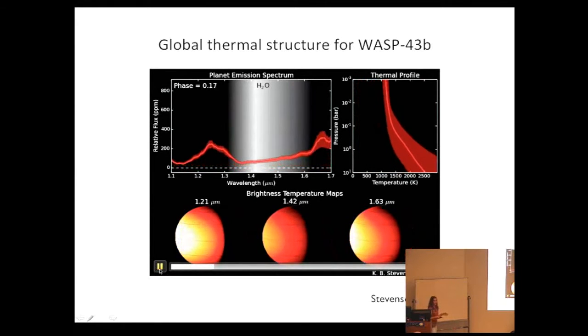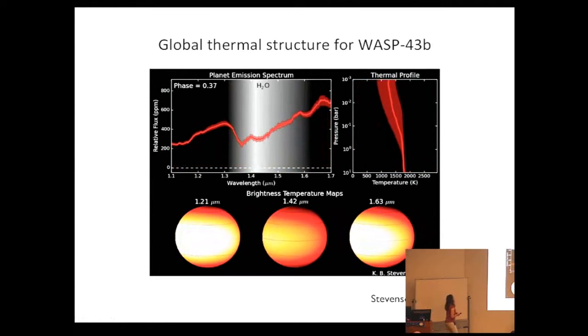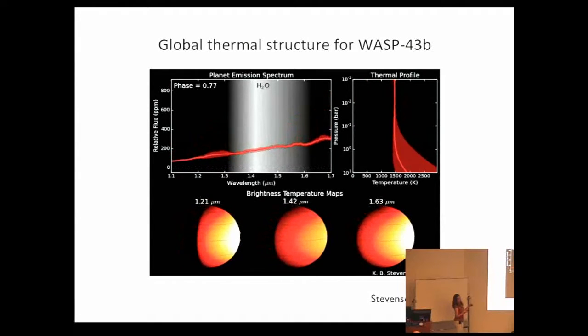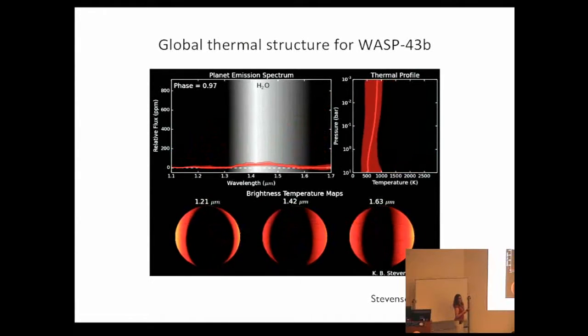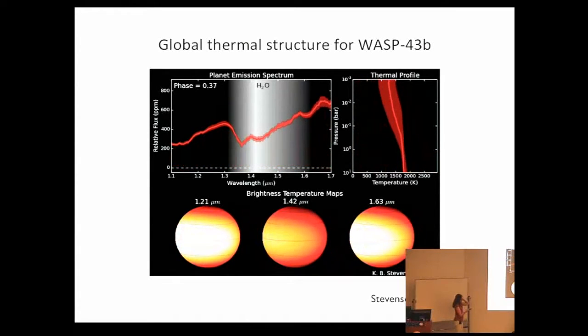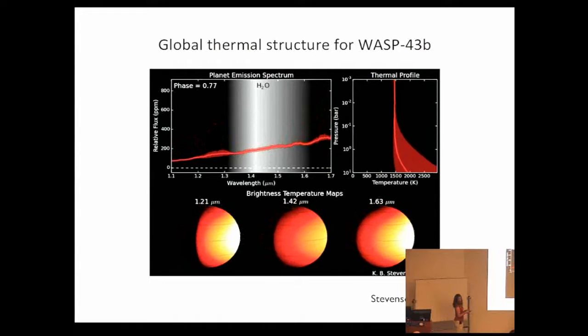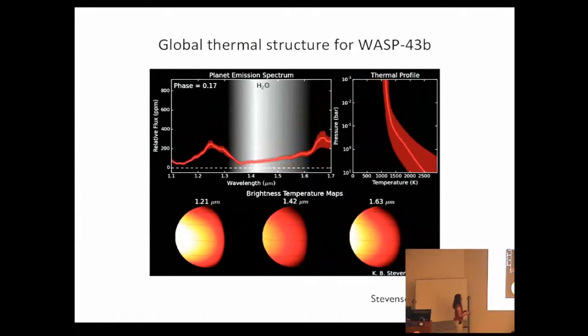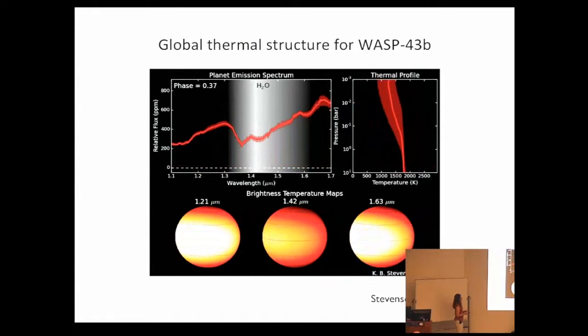And I should say this is all work done by Kevin Stevenson. So on the top panel, I'm showing a very much interpolated emission spectrum as a function of orbital phase. In the top right, I'm showing the TP profile that we retrieved from these data. And on the bottom, I'm showing some representative brightness temperature maps at 3 different wavelengths.